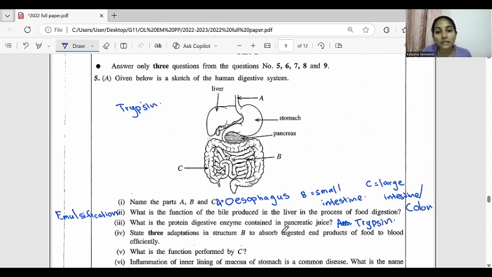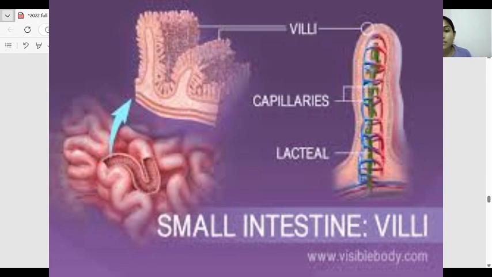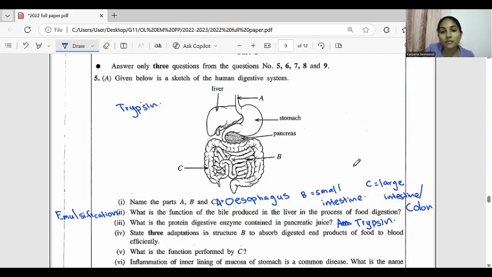State three adaptations in structure B to absorb digested end products of food into blood efficiently. B is the small intestine. The small intestine is a long, folded structure, and its surface area is very high. There are villi and microvilli. It is thin. So those are the adaptations. You only need to write three. So I will write the answer here.